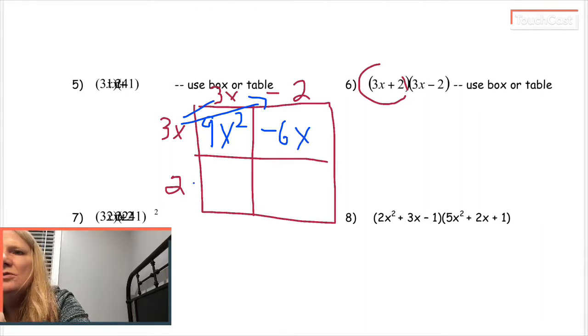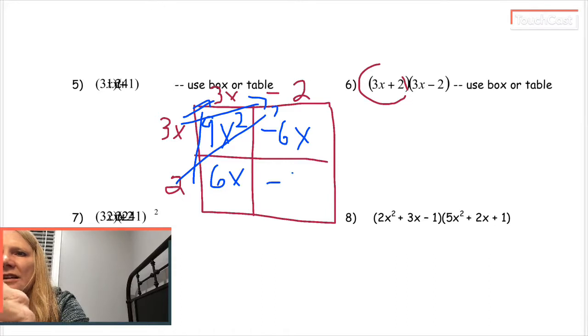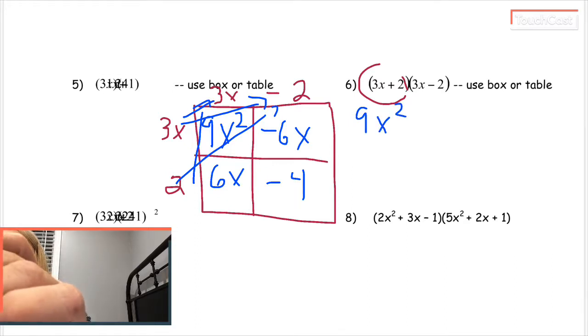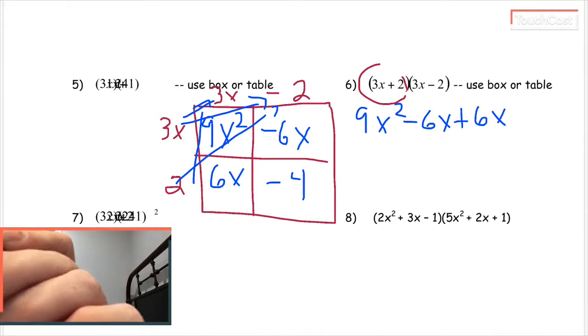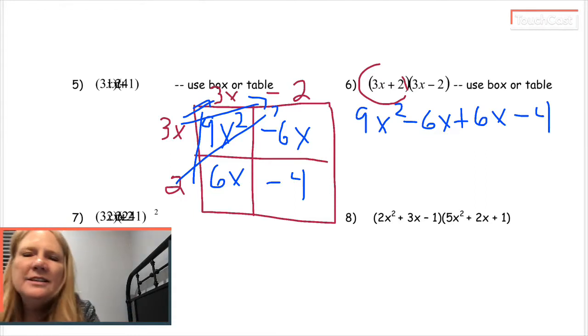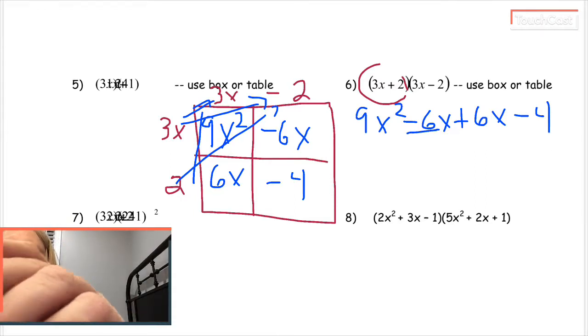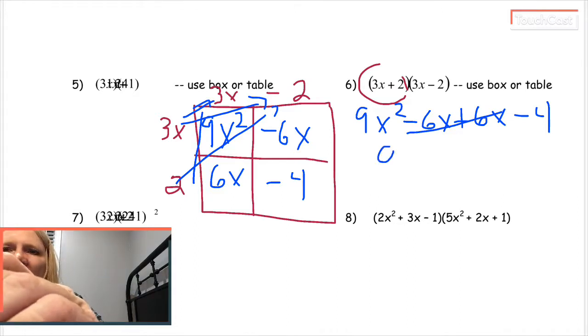And then we take the 2 and multiply it times the 3x, and that is 6x. And then 2 times the negative 2, which would be a negative 4. Then we can write all those out. 9x squared minus 6x plus 6x minus 4.